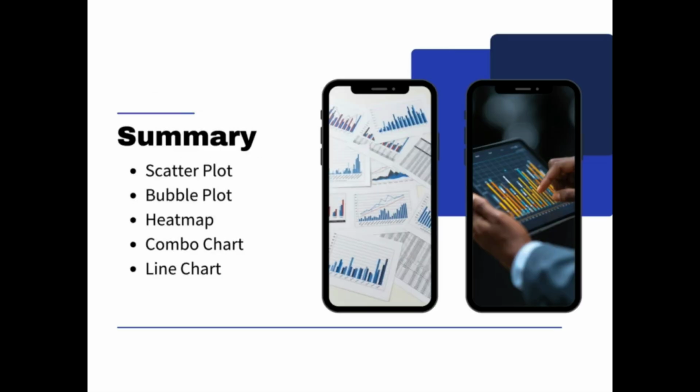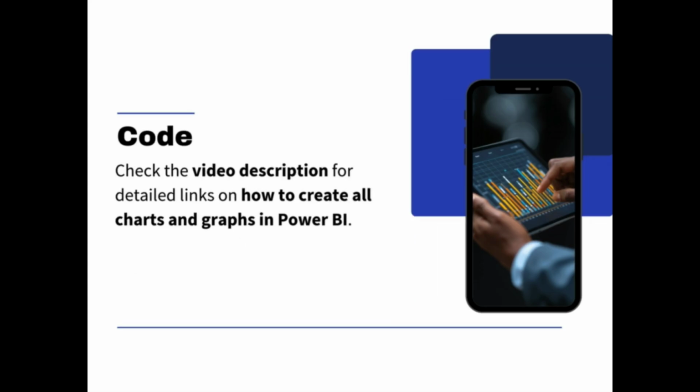So, in summary, if we want to display different types of correlation charts, what are the options we have? Scatter plot, bubble plot, heat map, combo chart, and line chart. If you want to know how to create all the charts and graphs in Power BI, then please check the video description to get all the details. I hope from this video you got some understanding of all the charts we have in Power BI which can be very useful for our data correlation representation.